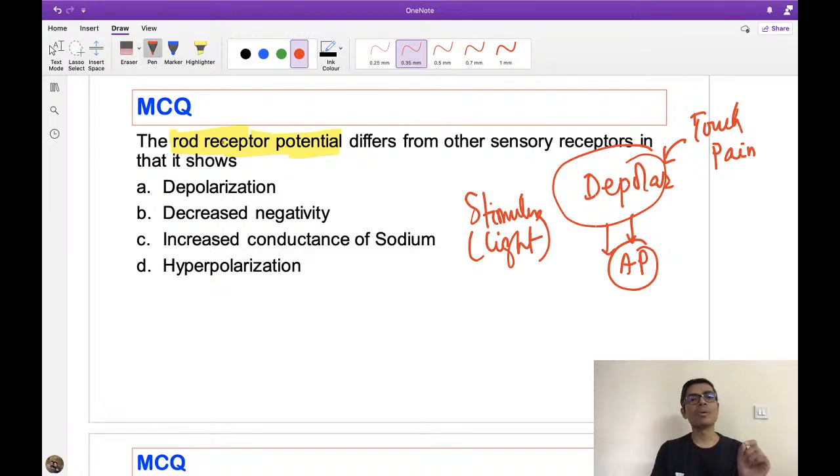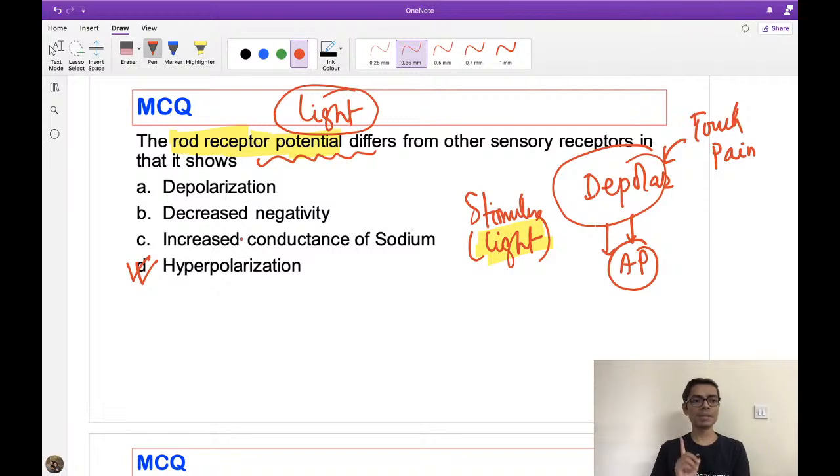For rods and cones, receptor potential will only be produced in presence of stimulus. What is the stimulus? Light is the stimulus. So they are basically asking you a question here indirectly, that in presence of light, what will happen to the receptor cell? Getting my point? NEET PG question, looking like a very simple question, that depolarization is also occurring in the rod cell, but that is not receptor potential, that is a dark current which is in absence of stimulus, but in presence of stimulus it will be hyperpolarized, and that is the meaning of receptor potential in presence of stimulus. That's why the answer here is hyperpolarization.